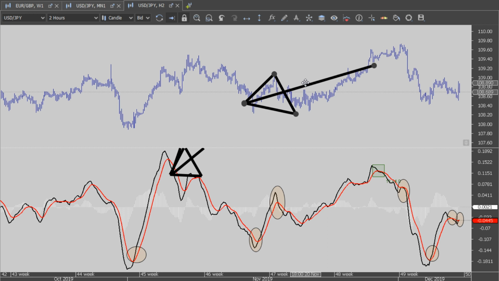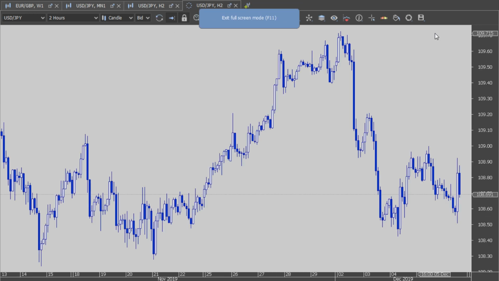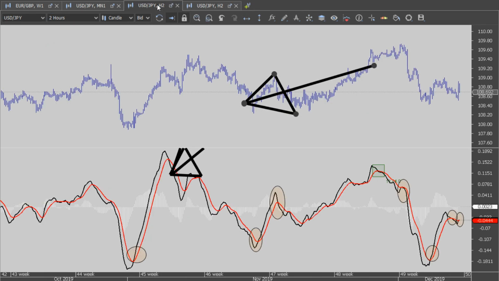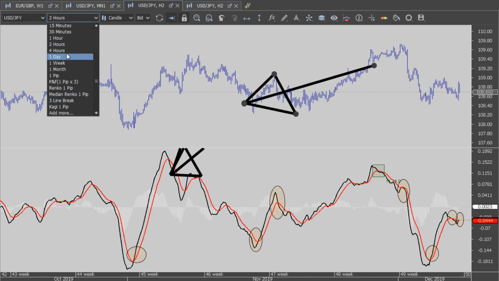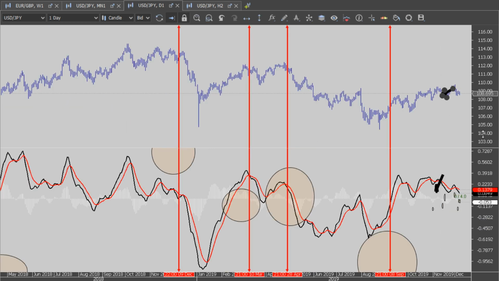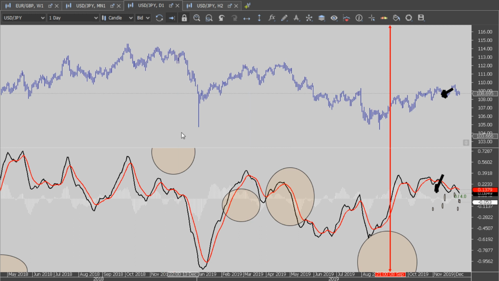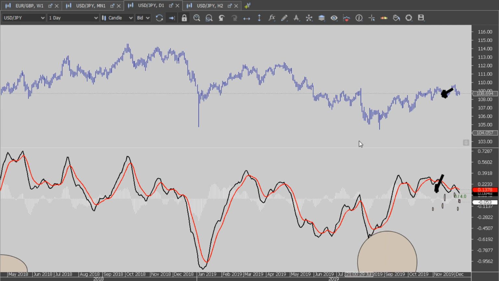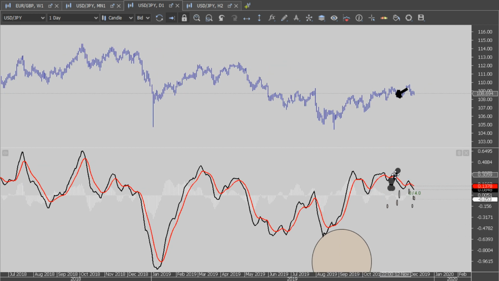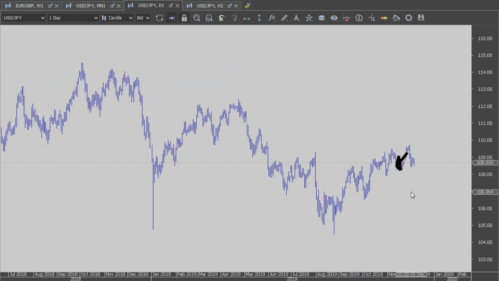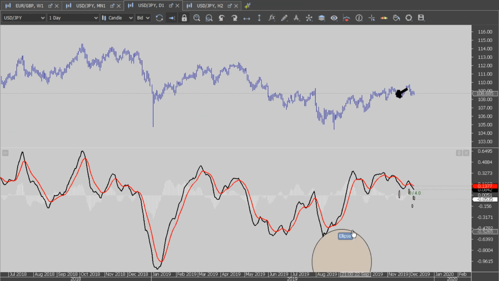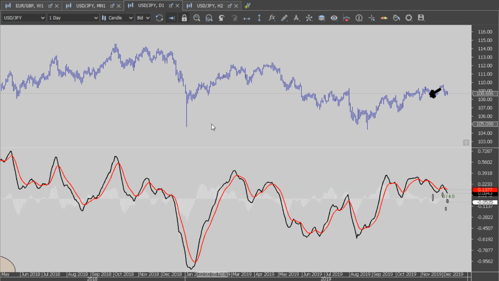Does it work on the daily? What do you think? Let's open a daily chart, everybody. Time to Shine is asking, does it work on the daily? What do you think? I can tell you I'm not using it as a direction on the daily. But does it work? Let's see.